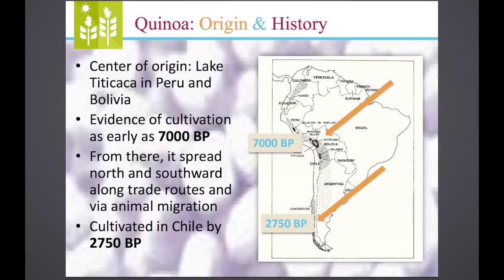From there, it spread north and south along primarily the Inca Trail, which in the heyday was about 21 feet wide and stretched from Santiago to Quito. But it stretched all the way up into Colombia and then down to about central Chile. And it arrived, you can see at the tip of the arrow there, about 2,700 years ago.